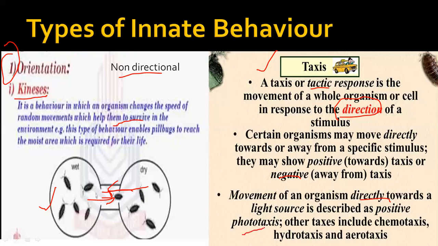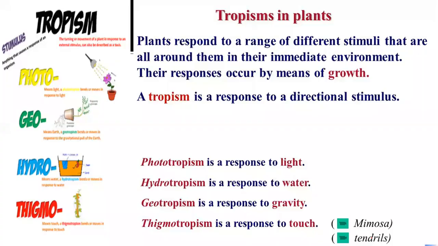Movement of an organism directly towards a light source is described as positive, and is called phototaxis. If they are moving towards some chemicals, that is chemotaxis. If they are moving towards water, that's called hydrotaxis. If they are moving towards air, that is called aerotaxis. We can take the example of euglena, which shows positive taxis by moving towards dim light, and negative taxis away from intense light. It lives in dim light, so its whole body moves towards dim light. That is positive taxis, and if it moves away from it, that is negative taxis.